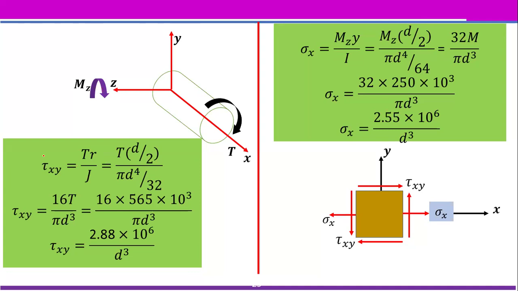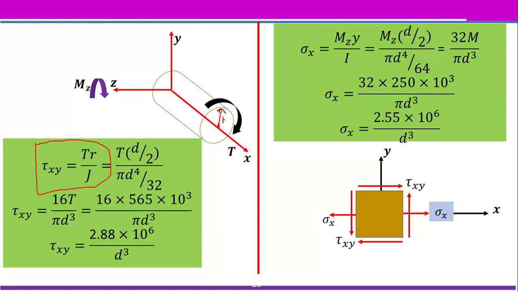So the equation to calculate the shear stress due to torsion is given by this expression. Shear stress along xy direction is equivalent to torque multiplied by r divided by J. r is the distance of the point that you consider from the neutral axis. The neutral axis is an axis where stress is supposed to be 0. So r means the point that you consider from that neutral axis.